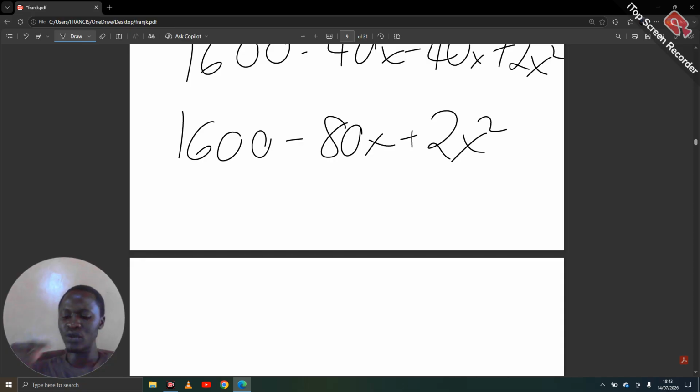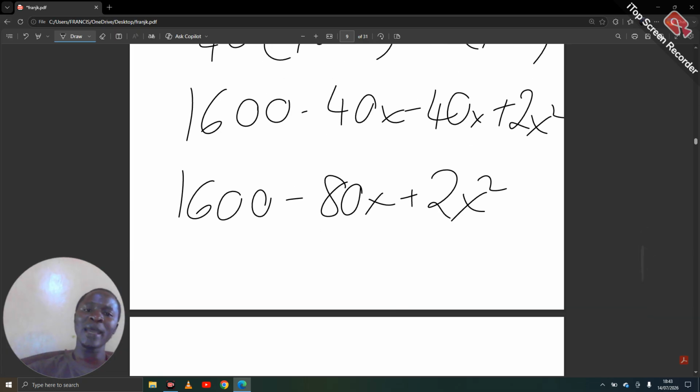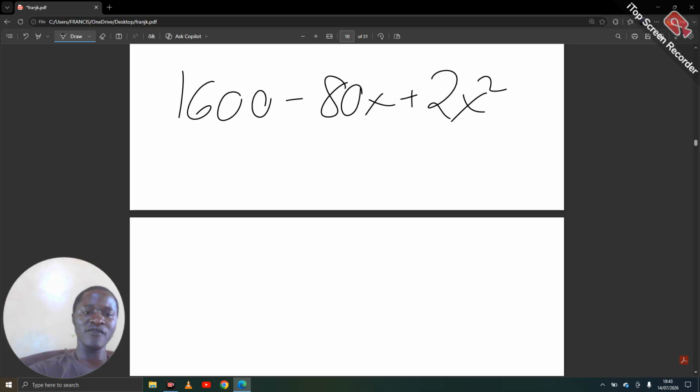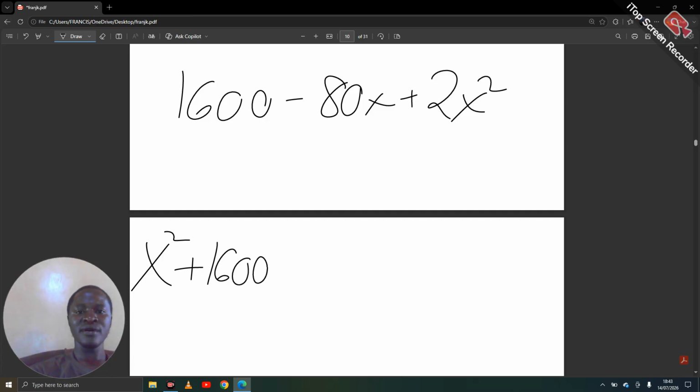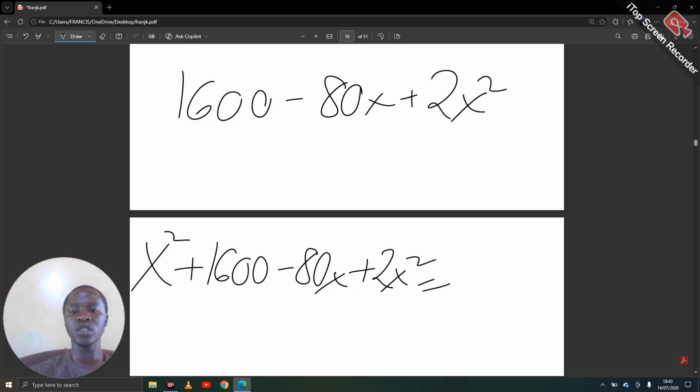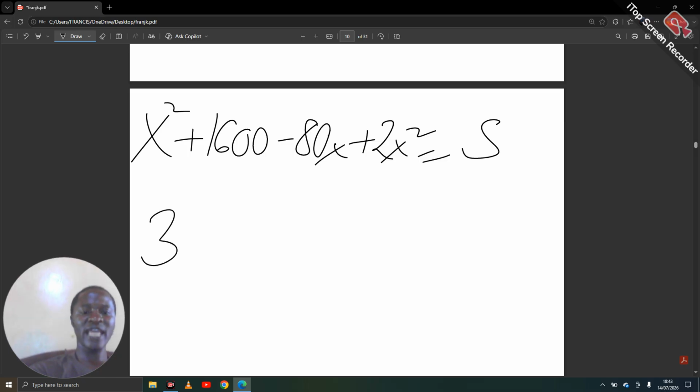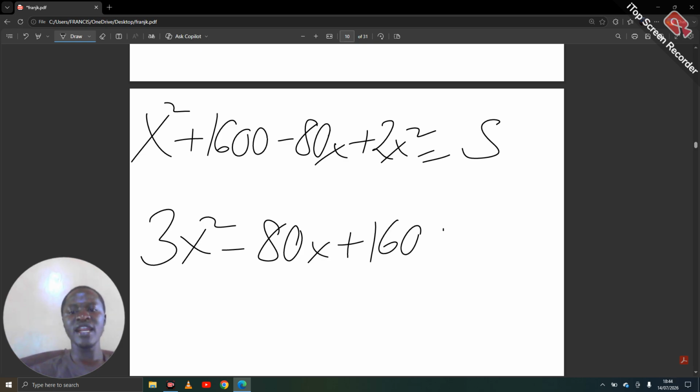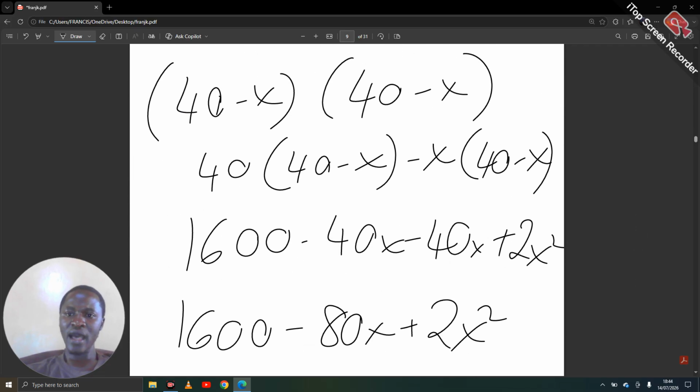Now that one is 40 into bracket 40 minus x squared. So combining it with the x, we shall have x squared plus 1600 minus 80x plus x squared equals to what, guys? To the sum. So collect like terms, we shall have 3x squared minus 80x plus 1600 equals to the sum. So this is what we are supposed to have. Okay, I'm sorry.